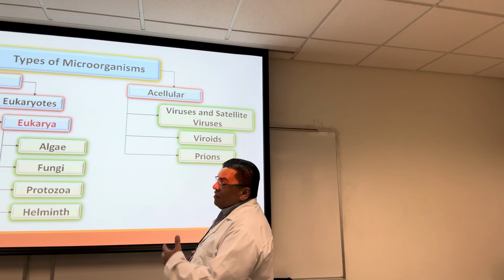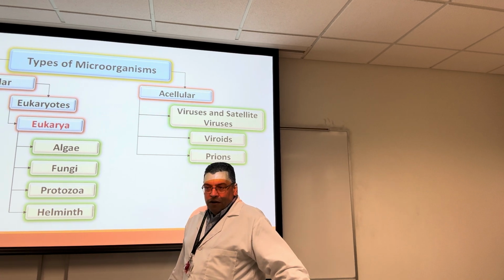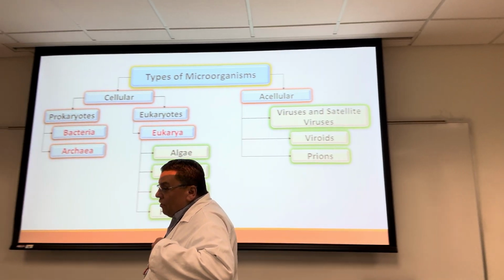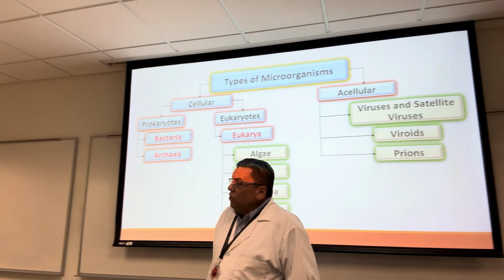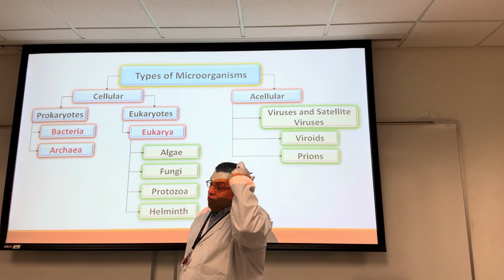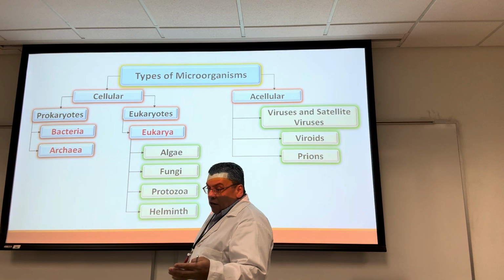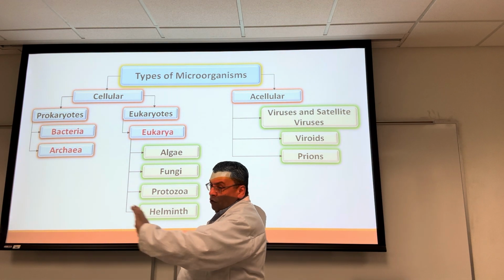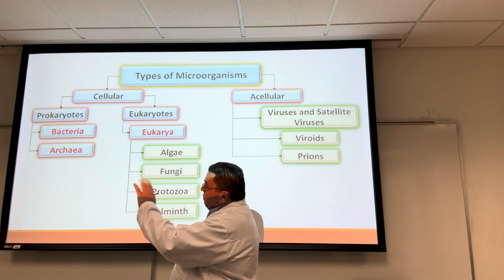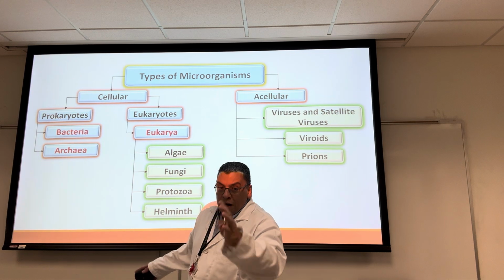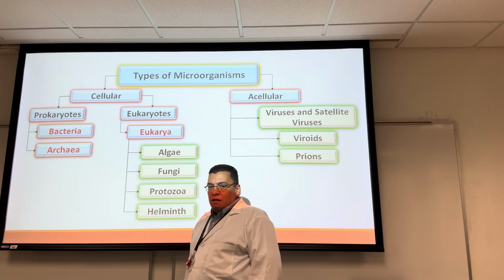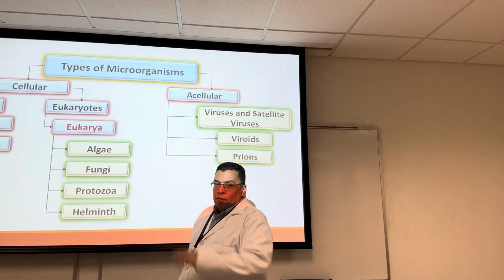So what are some of the things that are acellular? Viruses, very good example of that, of course. So the cellular microorganisms comprised of the prokaryotes and the eukaryotes. There are cellular microorganisms that belong to the group of organisms that we refer to as prokaryotes. And obviously the two main types are bacteria and archaea. Bacteria and their cousins, archaea. Those are the only prokaryotes.